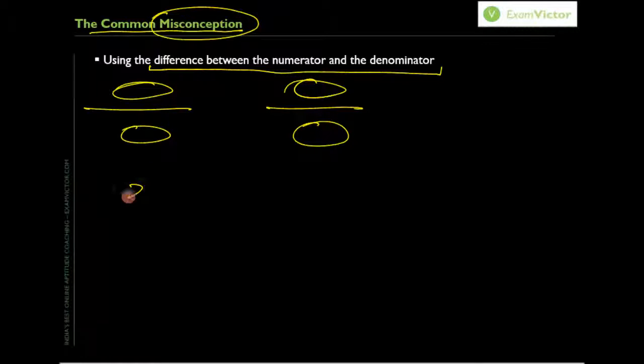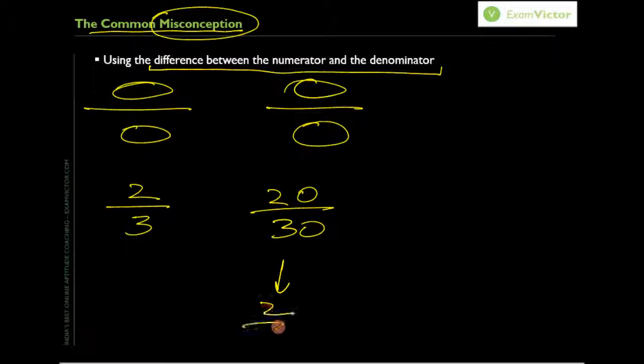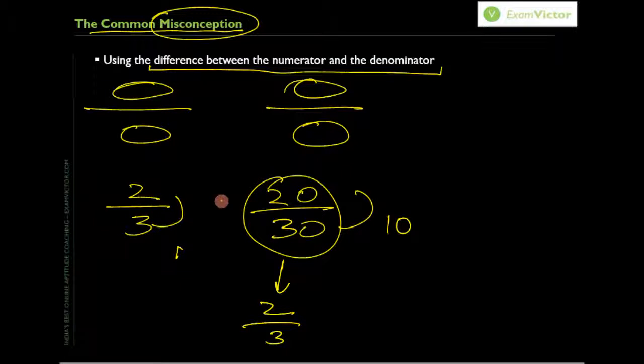I'll show you why. Take a very simple example: 2 by 3 and 20 by 30. Obviously 20 by 30 is also just 2 by 3. But if you use this trick, you can see that 3 minus 2 is 1, and 30 minus 20 is 10. So they will tell you that 20 by 30 is less than 2 by 3. But this is not the case at all. It's actually the same. So this rule cannot be applied blindly.